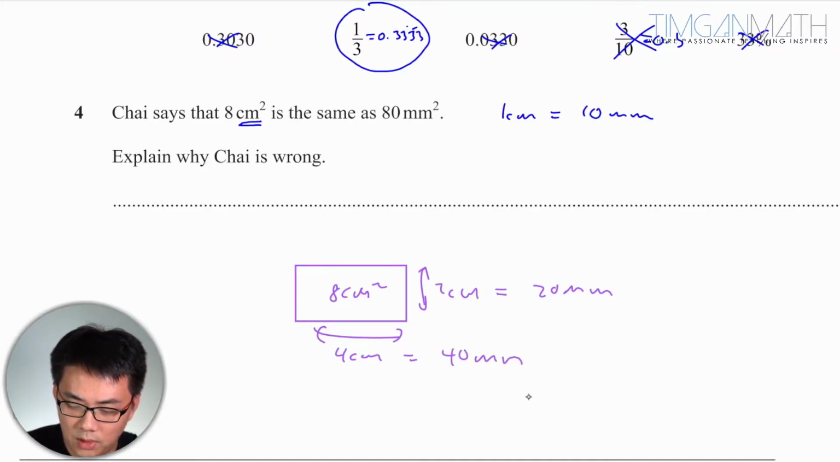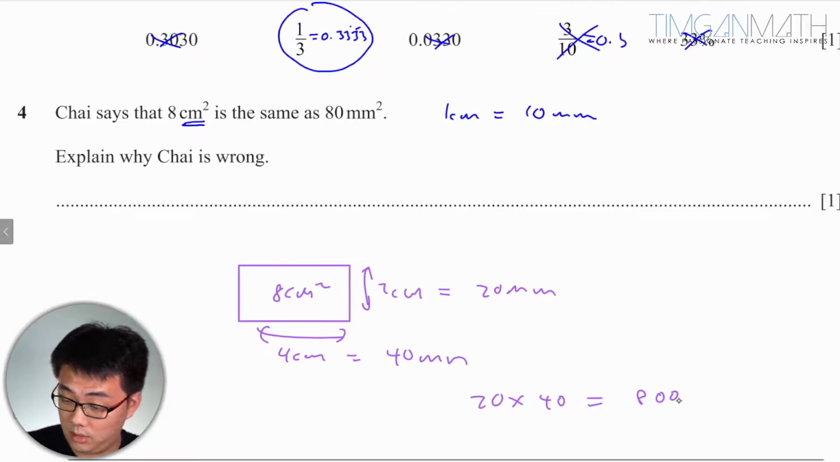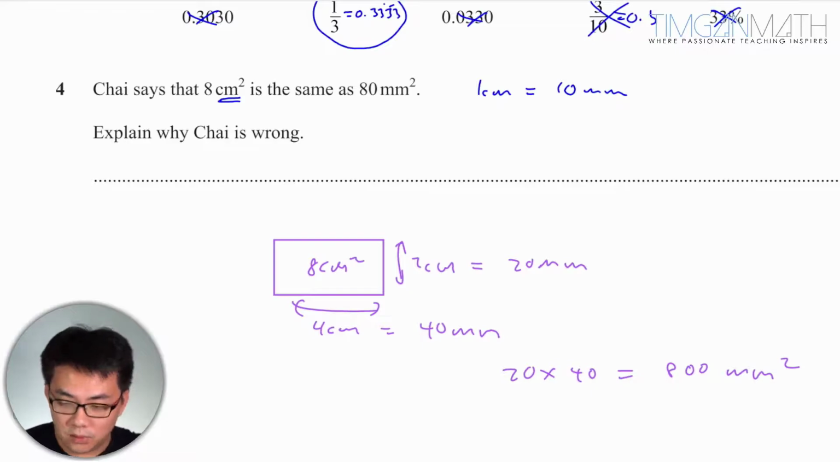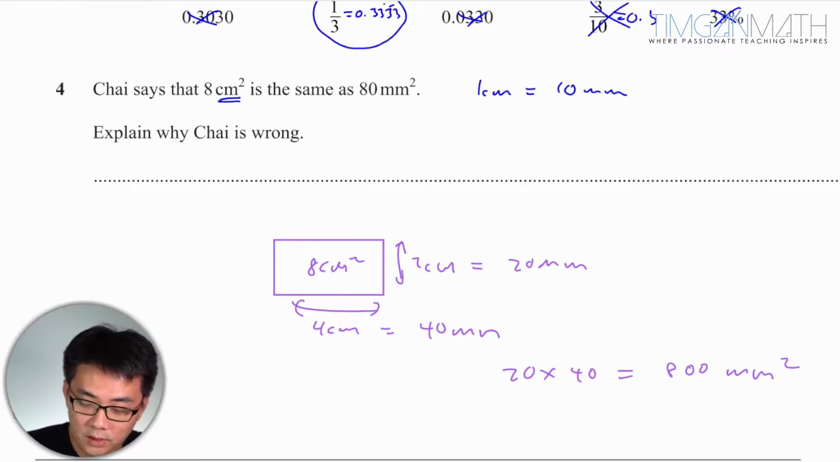So essentially what you get is 20 times 40 mm, that will be 800 millimeter square. All right. So explain why is it wrong? Because you can just write it because 1 cm. Okay, so 1 cm square.